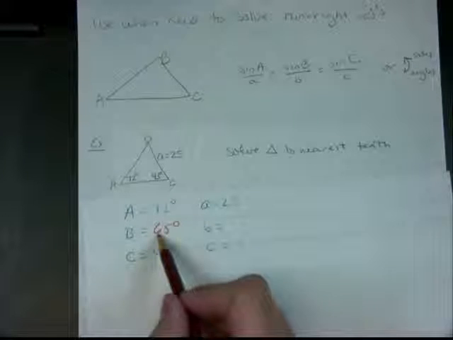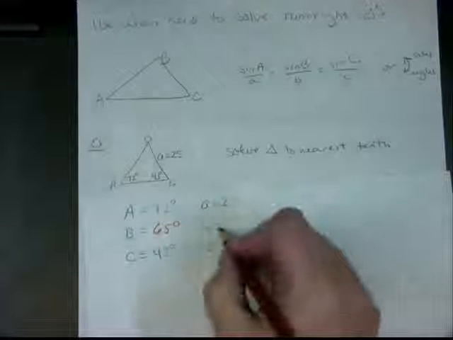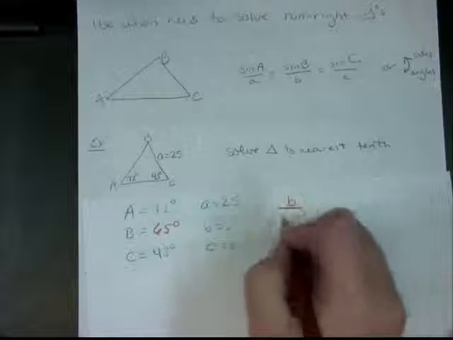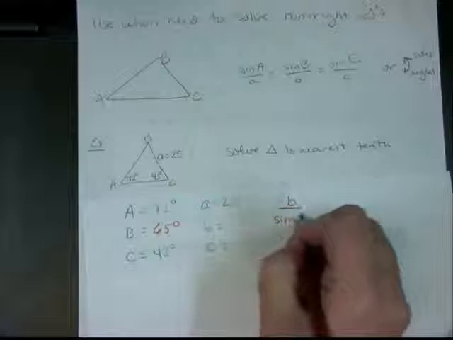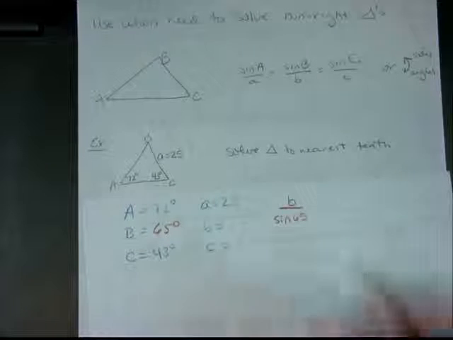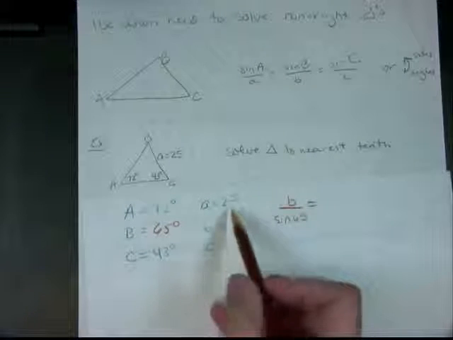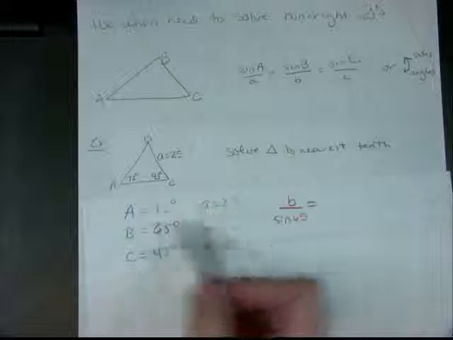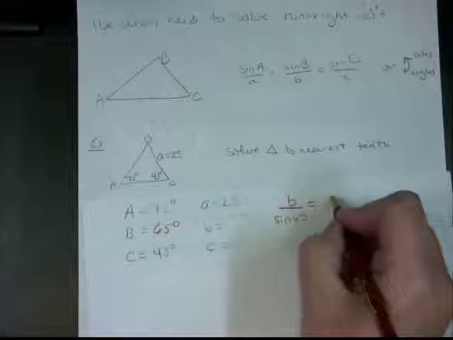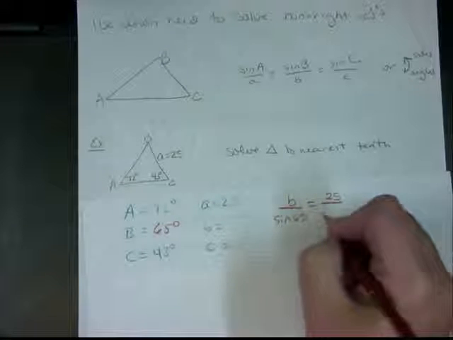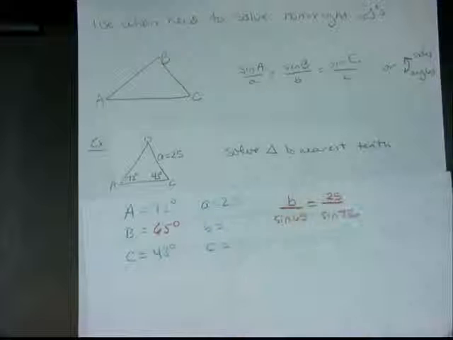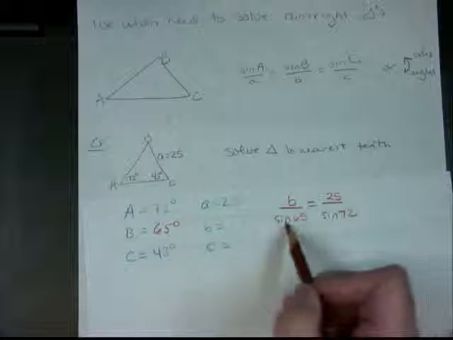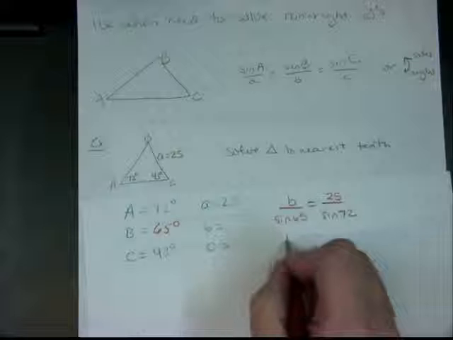To find side B, though, I need to use angle B. And because I want side B, I'm going to put it on top, and I'm going to put its angle on the bottom. Now, I have to use A. I have no choice, but I always want to use the pieces I'm given. So side A to angle A. Multiply the sine 65 out.